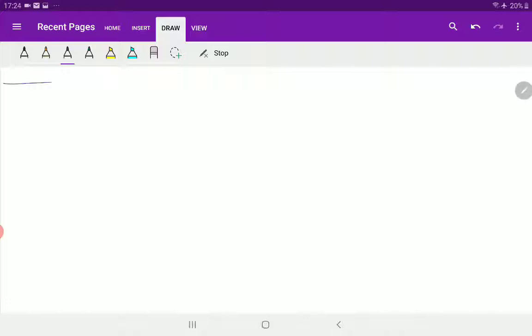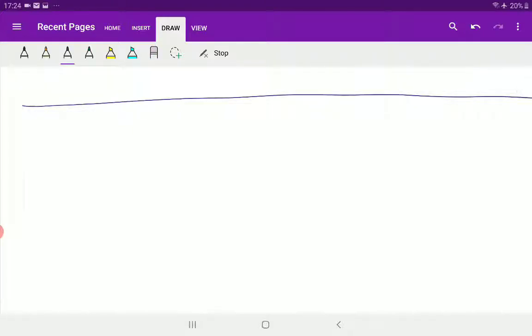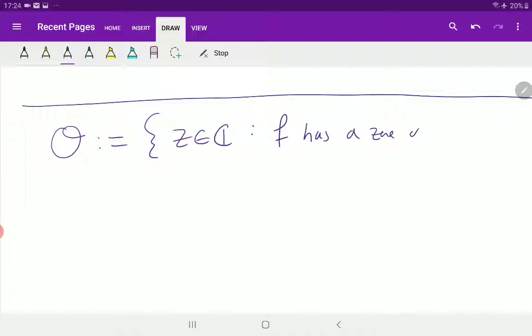Before we get to that, let's first make some observations. The first one is that the set that we'll call O, the set of points such that f has a zero of order infinity, is an open set.